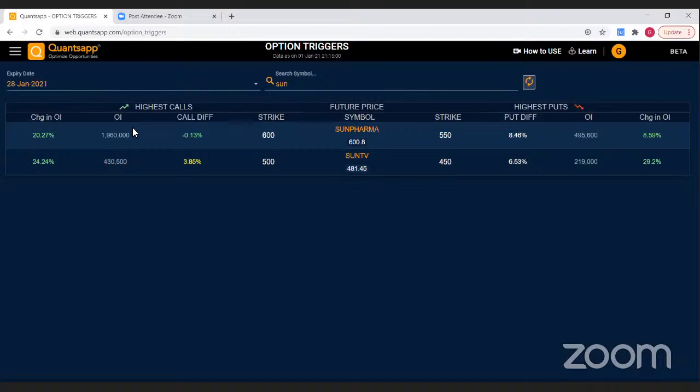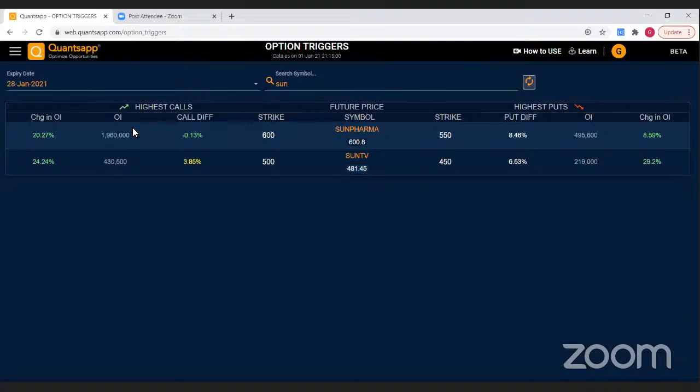Even so, the confidence of the call writers is still on the heavy side. They are still increasing their position. So it is likely that they are looking at Sun Pharma going slightly on the downside. And from the put side, we saw no significant increase from the put writers. So we can say Sun Pharma can likely have a downshift, or could add on the downside.